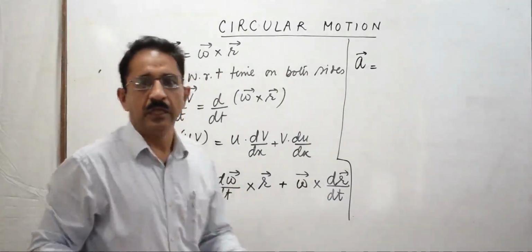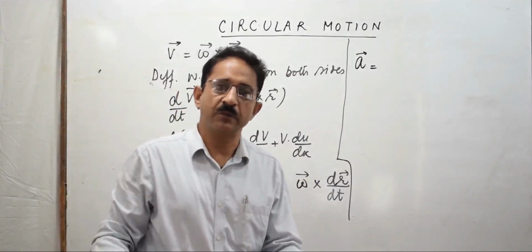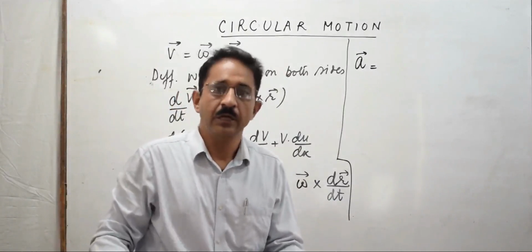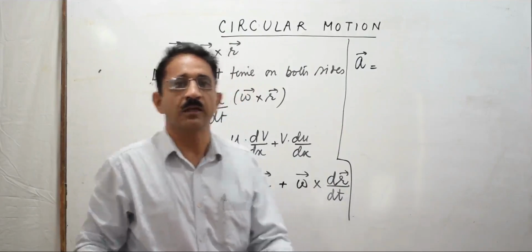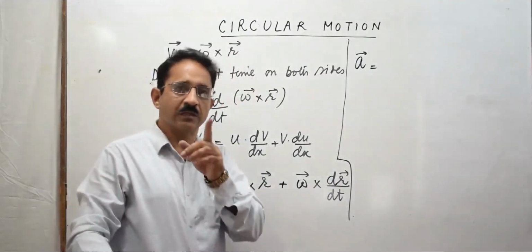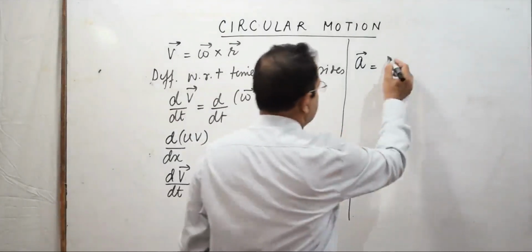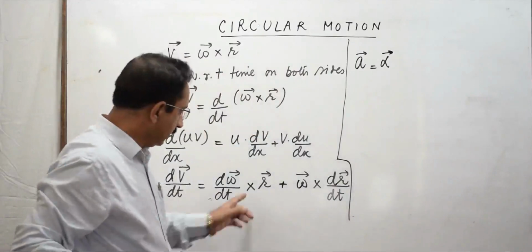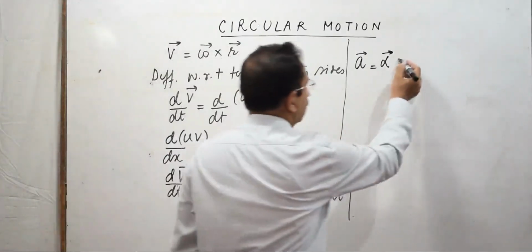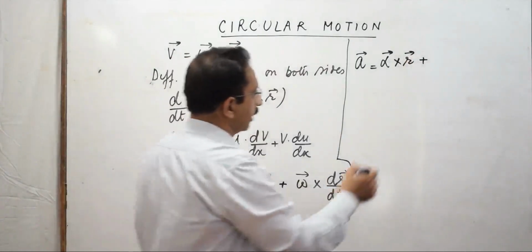When I say derivative of theta, which is angular displacement, with respect to time, it is angular velocity. Derivative of angular velocity with respect to time is called angular acceleration. Angular acceleration is also an axial vector. So I say d omega by dt is alpha. Alpha is angular acceleration. Then I have cross r, and this is plus omega cross.